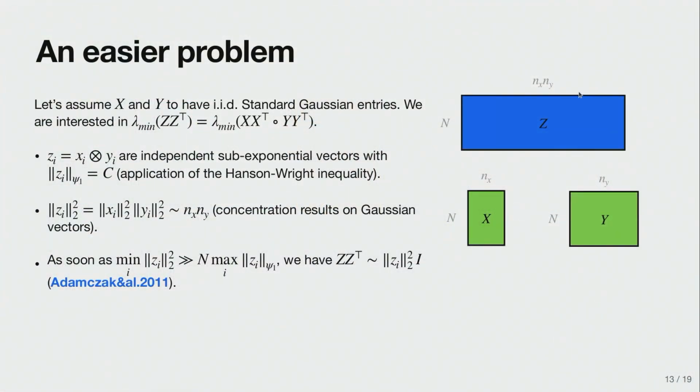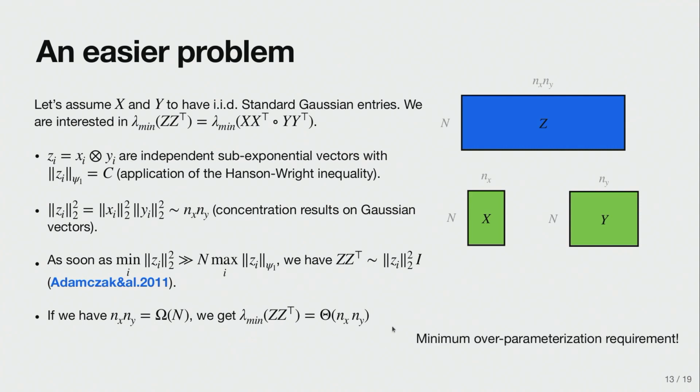And then we use the result of this work by Adamczak that says, if there is a very large gap between the L2 norm and the sub-exponential norms of the rows, and this gap scales like the number of rows of the matrix, then we're done. Because ZZ transpose concentrates to the identity matrix times a factor that is exactly the L2 norm of the rows. So in the case where the product between the numbers of columns of x and y is larger than the number of rows, we're good, we're done. Because the smallest eigenvalue of ZZ transpose concentrates to these n_x n_y.